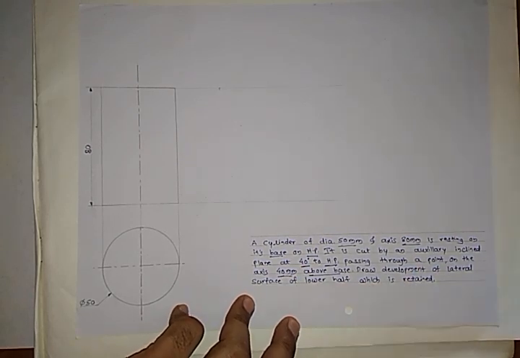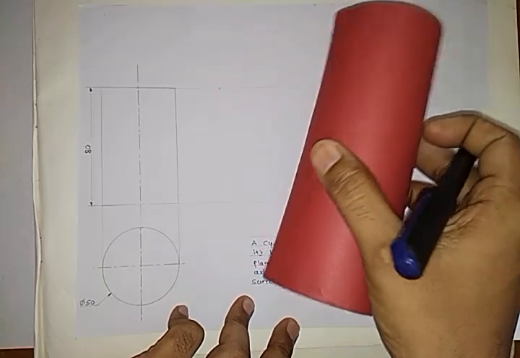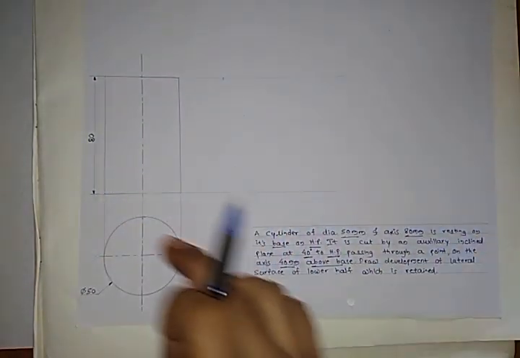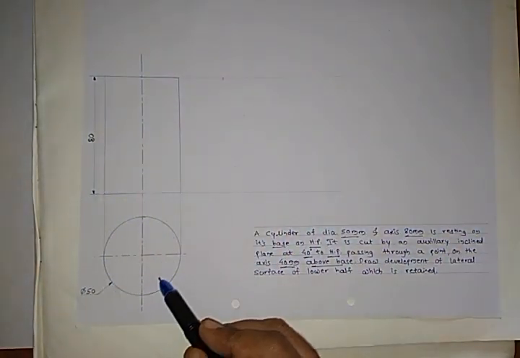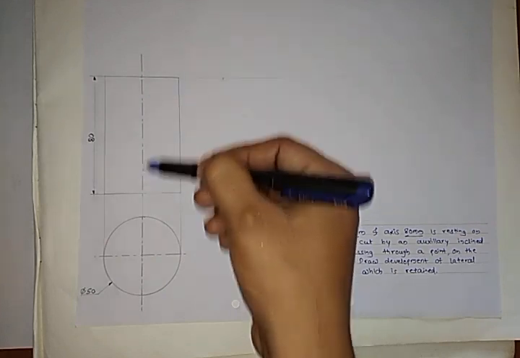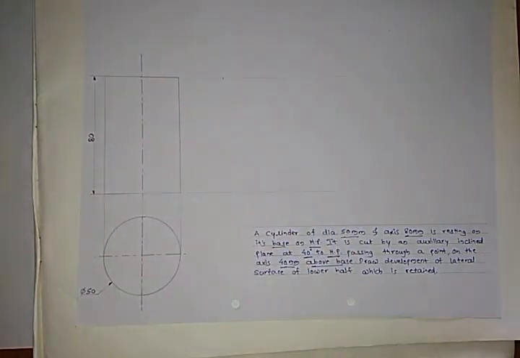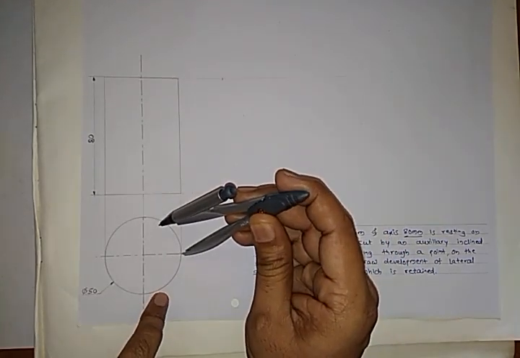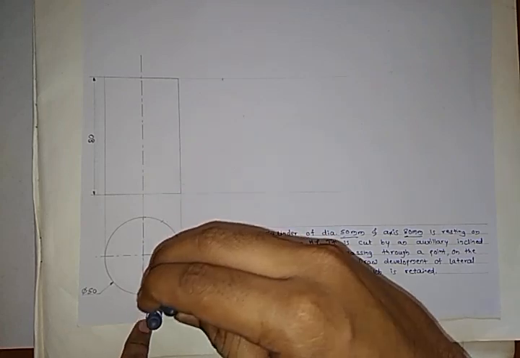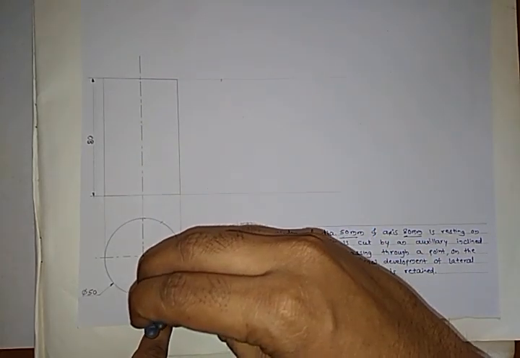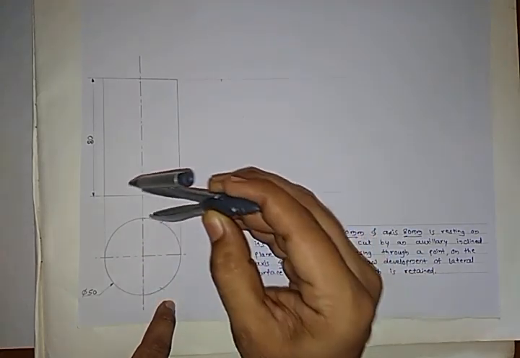So you know that for a cylinder, the front view is a rectangle, top view a circle. That I have already done here, a 50 mm diameter circle, and the front view as a rectangle with an 80 mm height. Okay, now I will divide this circle into 12 parts. That is the basic procedure that is well known to you, how to divide the circle into 12 parts.